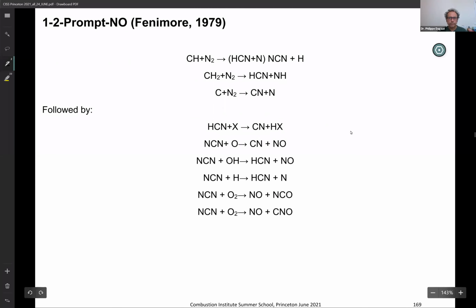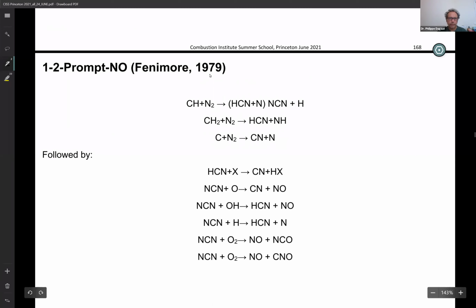The second mechanism is called prompt NO, proposed by Fenimore in 1979. This is the interaction between molecular nitrogen and the hydrocarbon radicals. So CH reacts with N2 producing NCN plus H. In the old days, they were writing HCN plus N, but in fact, this reaction is spin forbidden. So this goes to NCN.